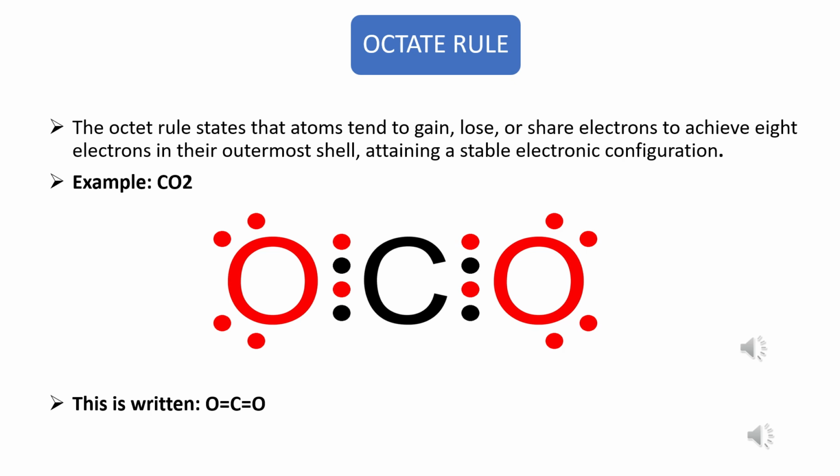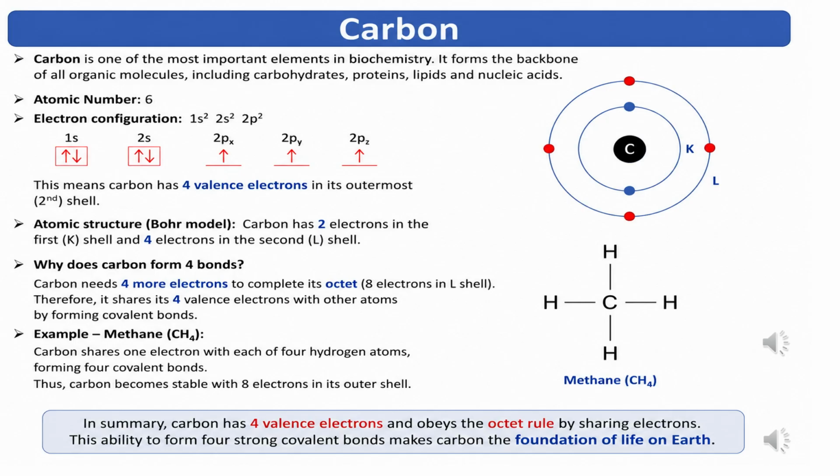The octet rule is essential for understanding chemical bonding, molecular structure, and the formation of biomolecules such as carbohydrates, proteins, lipids, and nucleic acids. It helps explain why atoms combine in specific ways to form stable compounds that are necessary for life and metabolism. Now, let's discuss carbon, one of the most important elements in biochemistry.